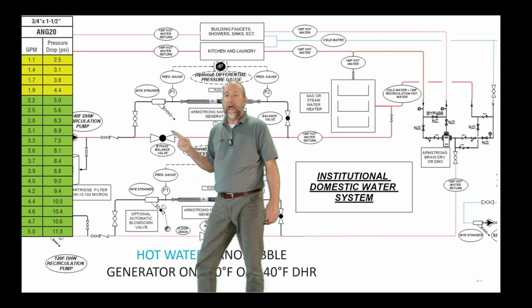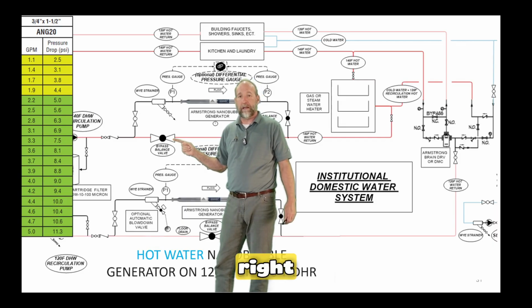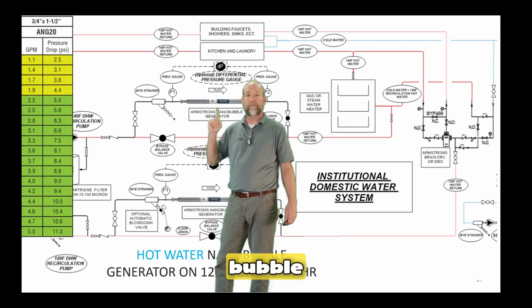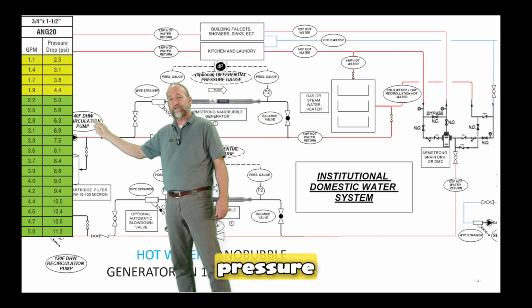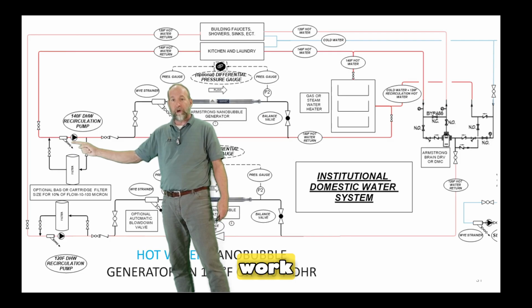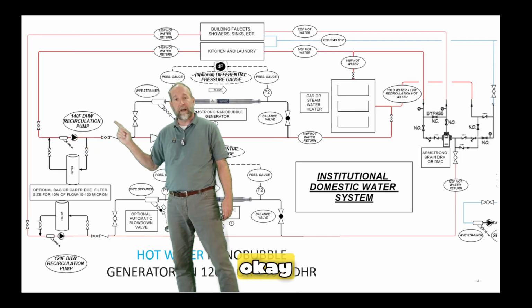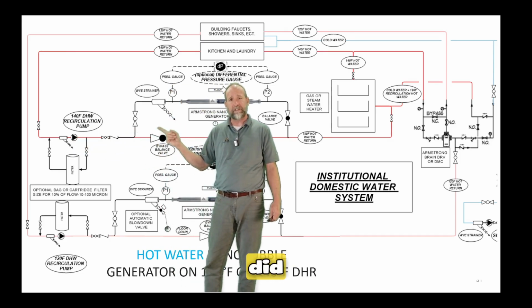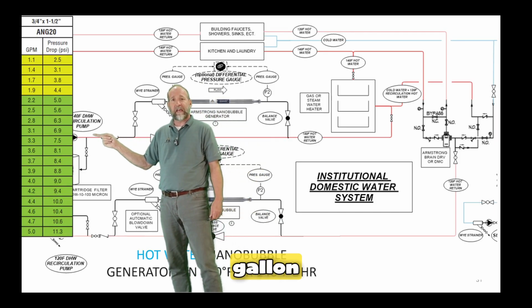So essentially, as you close this valve and force more water through this nanobubble generator, remember, the more water that flows through here, the more flow rate, the more pressure drop we're going to have, meaning the more work this pump is going to have to do. But for instance, let's just say that this was a 10 gallon per minute setup, and we wanted to use an ANG20.